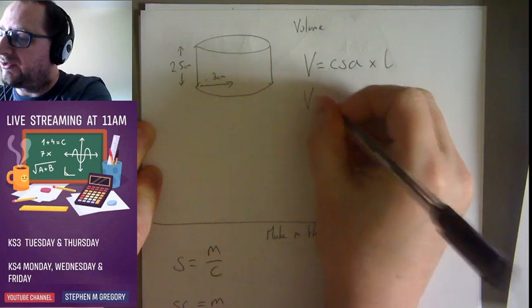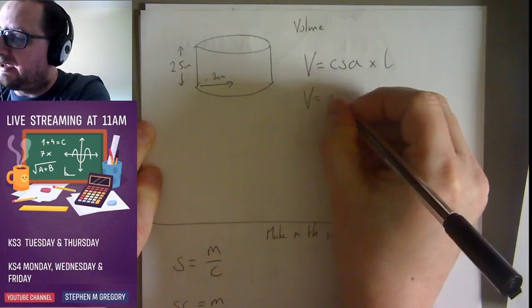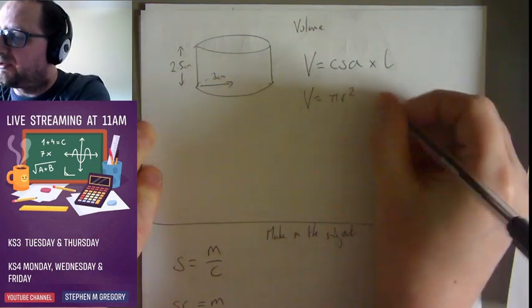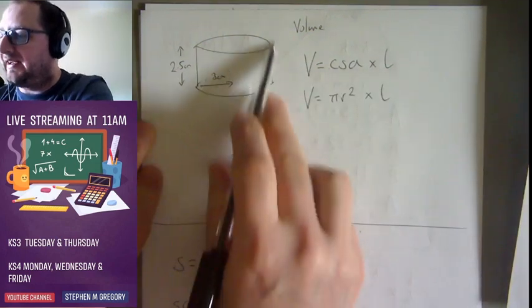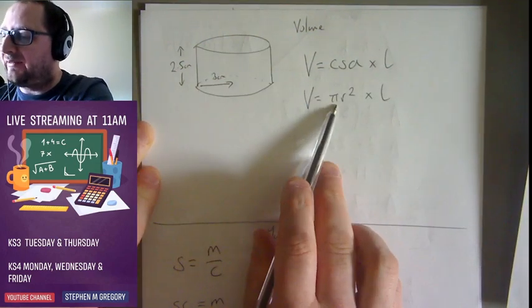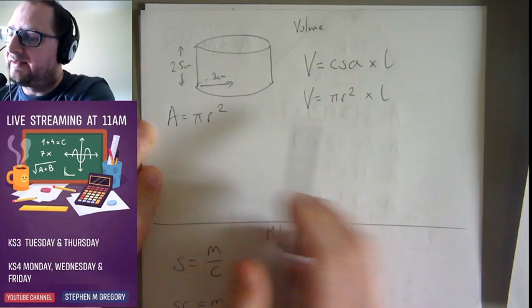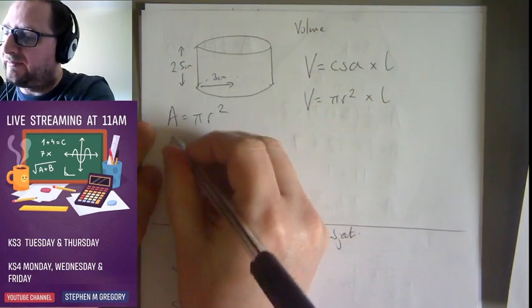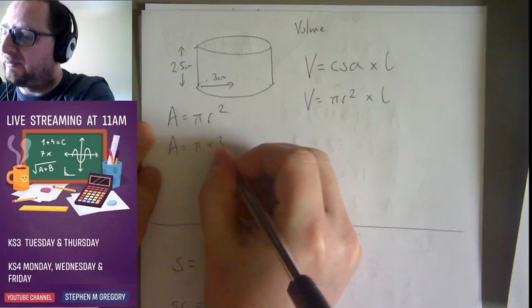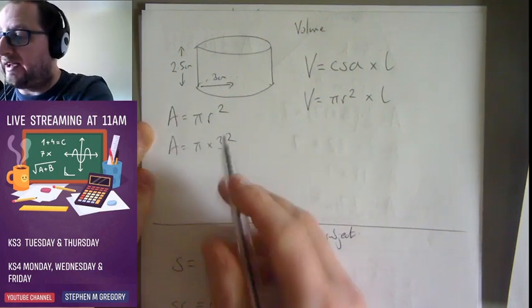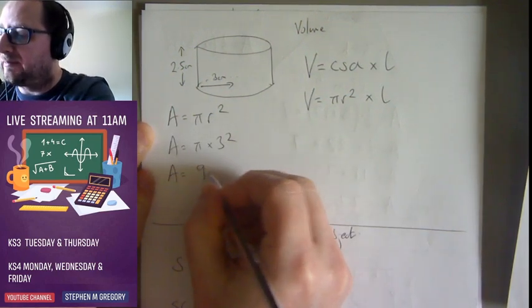So in this case, with it being a circle, I end up with the area of a circle multiplied by its height here. So now I have to find the area of the circle, pi r squared. The radius is given as 3, so the area becomes pi times 3 squared. 3 squared is 9, of course, so we end up with 9 pi.